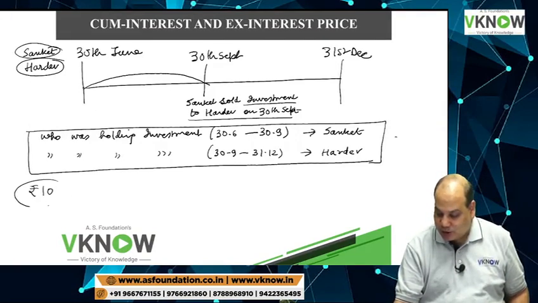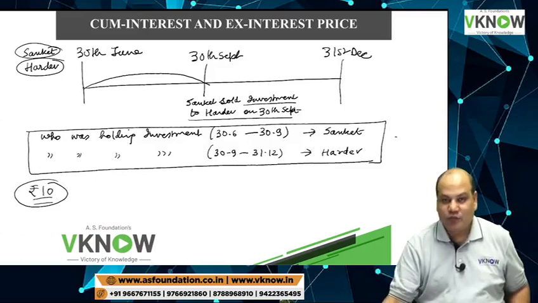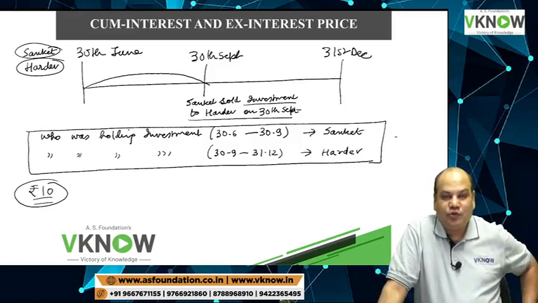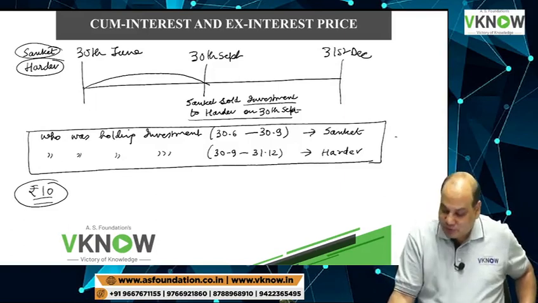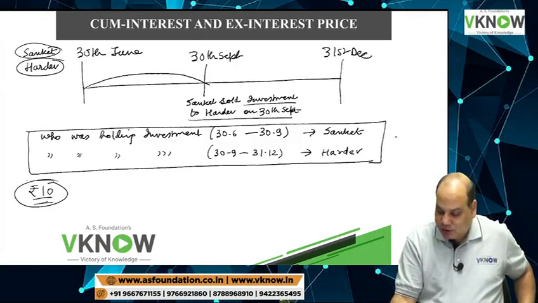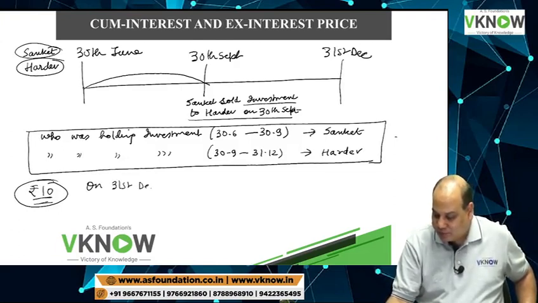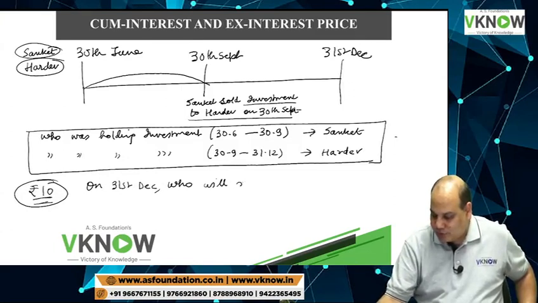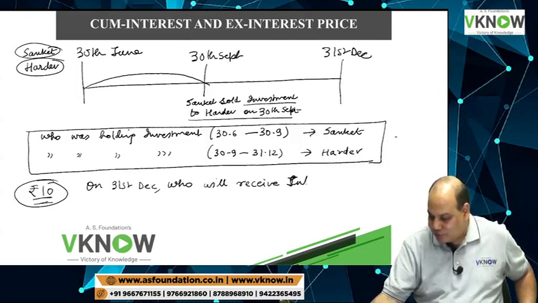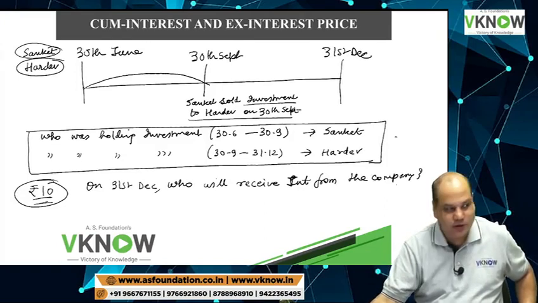Now, one question for 10 rupees. Those who give the correct answer will get 10 rupees. I will give you a check of Jupiter Bank. Okay, 10 rupees check. You can encash it if you can. On 31st December, who will receive interest from the company?